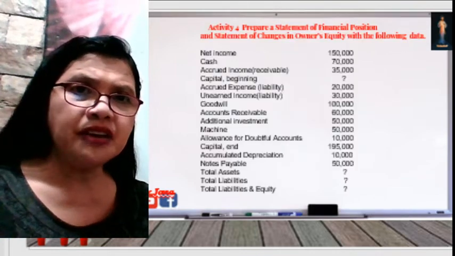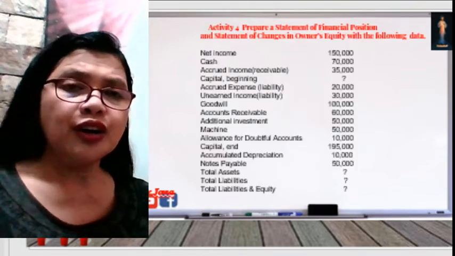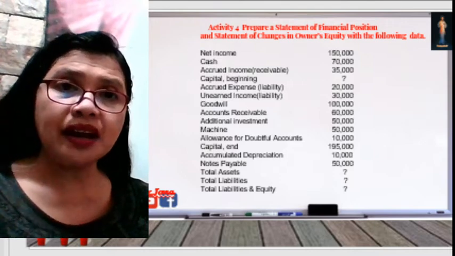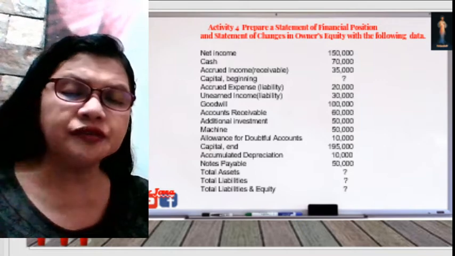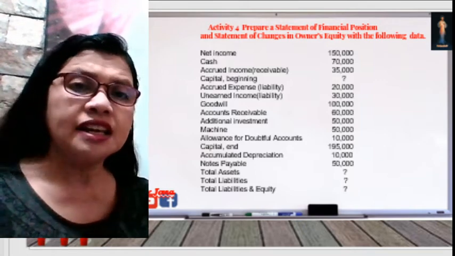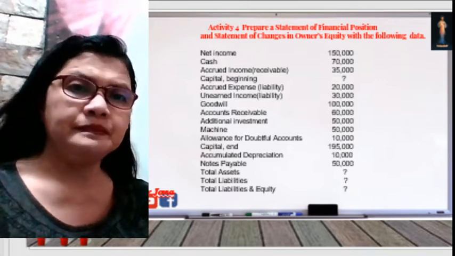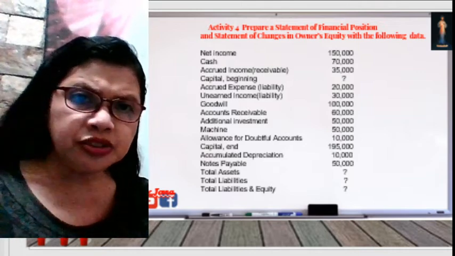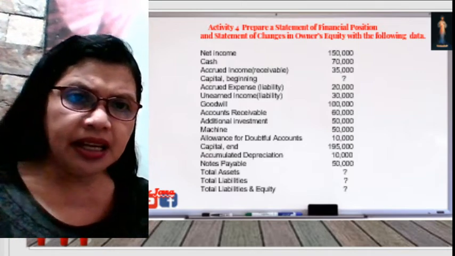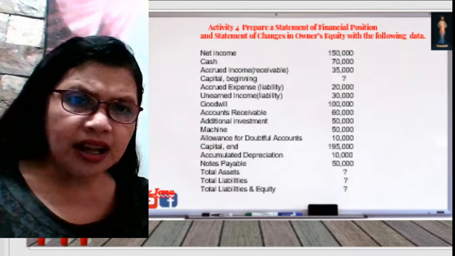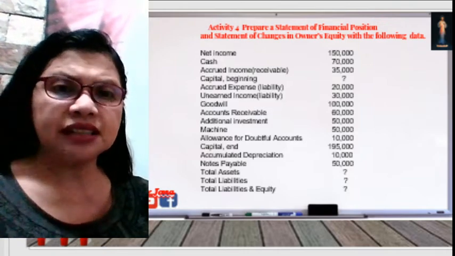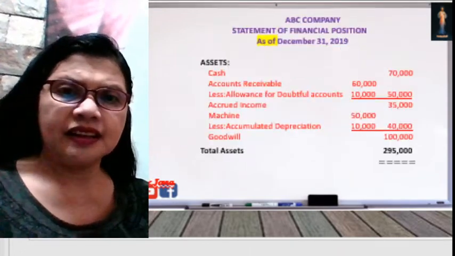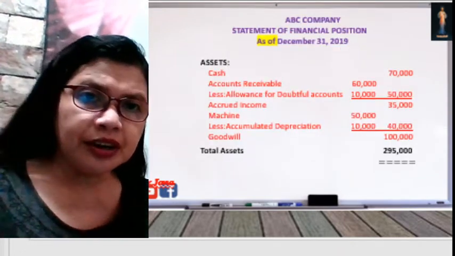Okay, now we have here a problem, Activity 4, which requires us to prepare a statement of financial position and a statement of changes in owner's equity given the following data. So the unknowns are the capital beginning, total assets, total liabilities, and equity. So here is now the answer.